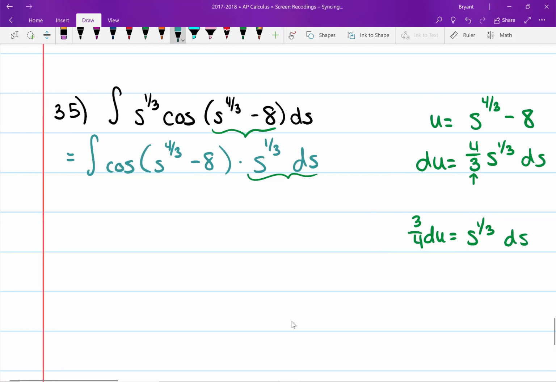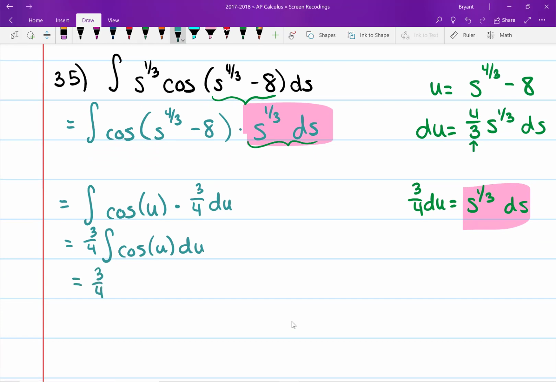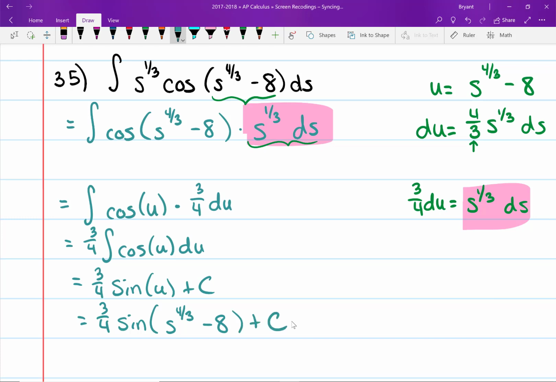All right, here we go with our u sub. This is equal to the integral of cosine of u times s to the 1/3 ds. All of this is all equal to, you guessed it, 3/4 du. So this is 3/4 times the integral of cosine of u du. And the integral of cosine is just sine, so you get 3/4 sine of u plus c. And now we're going to put that u back and get 3/4 sine of s to the 4/3 minus 8 plus c. And bing bada boom, we're all done.